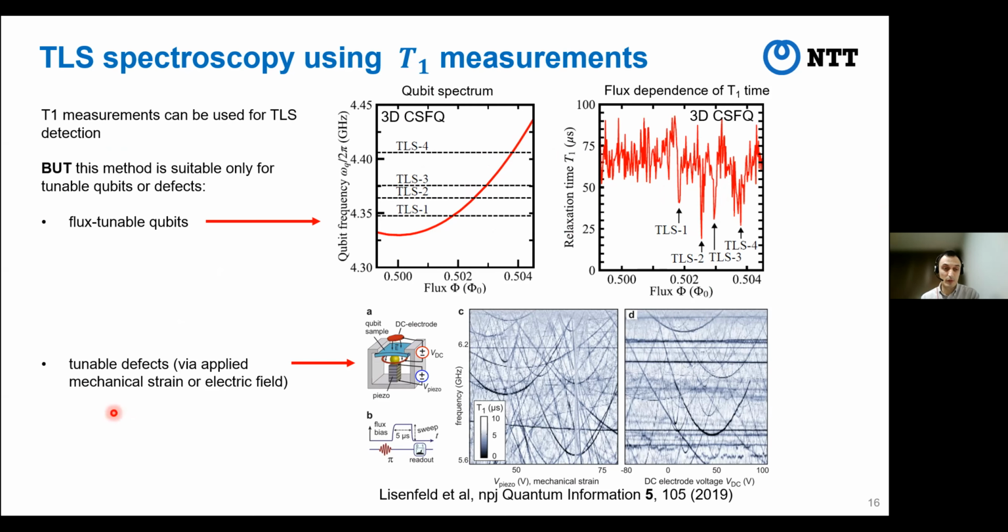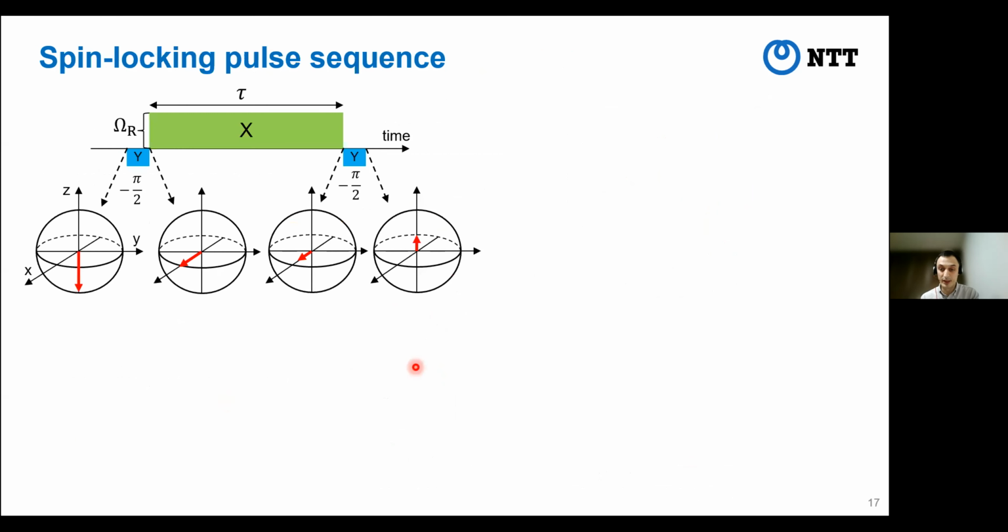In principle, one can also tune two-level systems by using applied mechanical strain or electric field, but this kind of defect spectroscopy requires some special experimental setup. In our approach, we perform defect spectroscopy by using the so-called spin-locking pulse sequence, and this technique can be used for any type of qubits or defects.